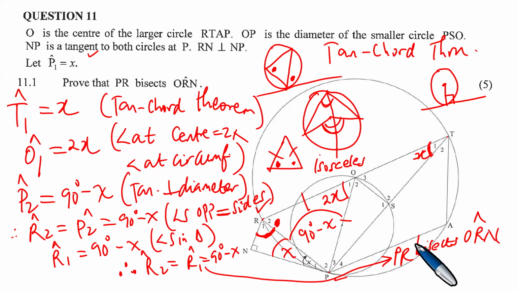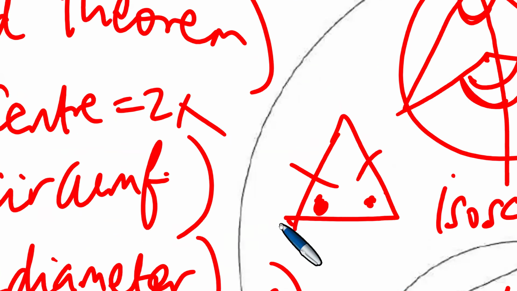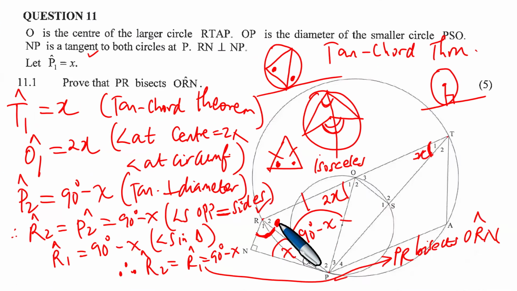To bisect in mathematics is to divide. The word bisect means to divide into two equal parts. So ORN is this angle. If PR bisects, it means that PR divides this angle into two equal parts, which means that R1 equals R2, like that. So take note of that, and we are moving to the next question.